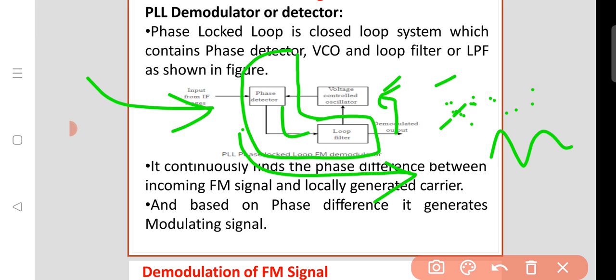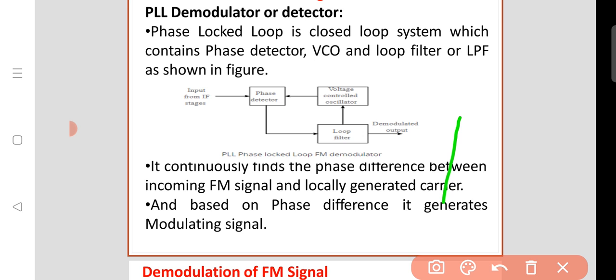The phase locked loop performs the demodulation of the FM signals and improves their threshold properties. It means the occurrence of the unwanted amplitude variations, that is called the threshold effect. That threshold property will be improved in this phase locked loop without any additional circuitry. So in this way, the PLL demodulator detects our FM signal and produces the output signal at the end of the low pass filter or loop filter.